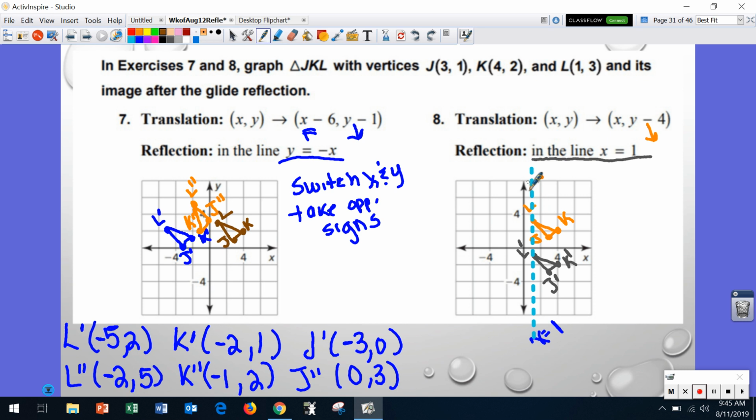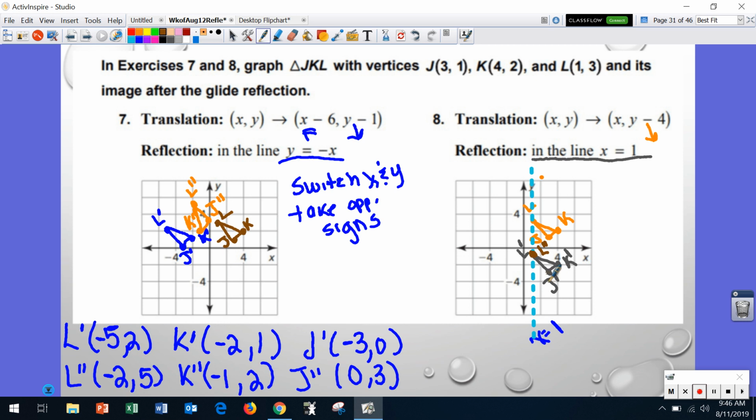Alright, so that's my line at x equals 1. It goes through this point here. So I need to reflect this image here, and if you notice, L and L double prime are going to be the same because that point is sitting on the line. So if it sits on the line, it doesn't change.